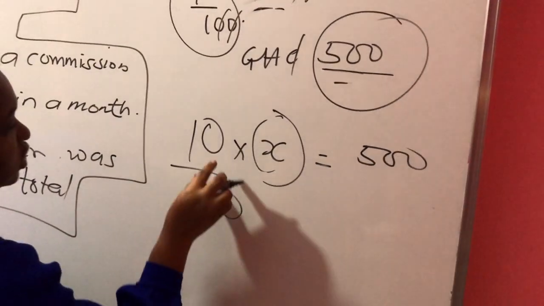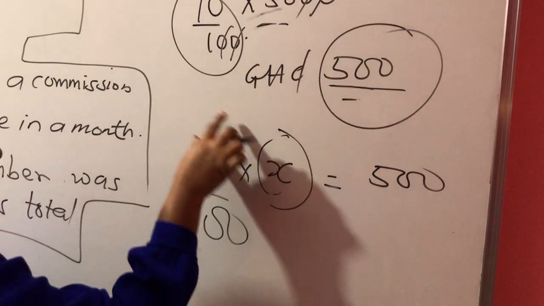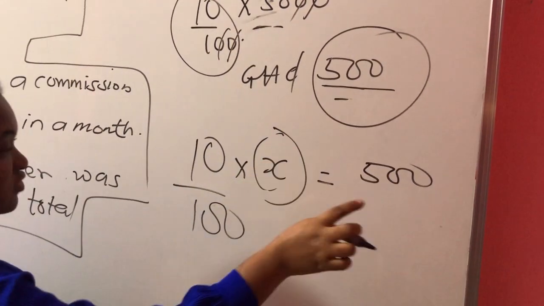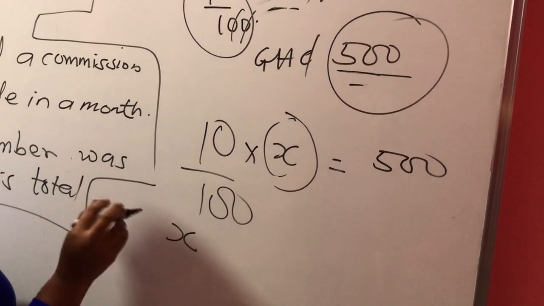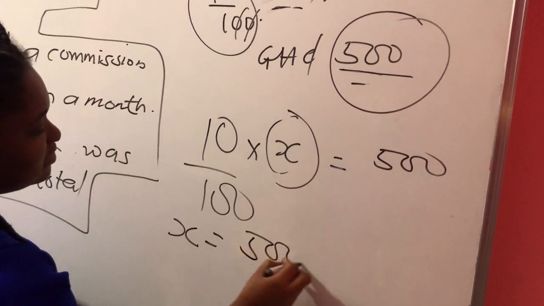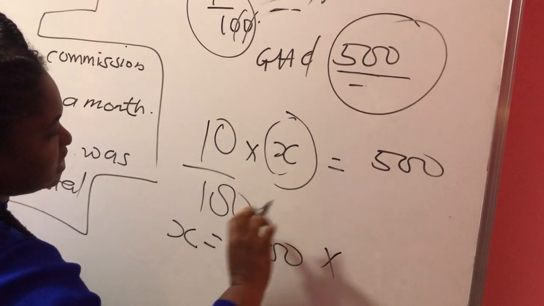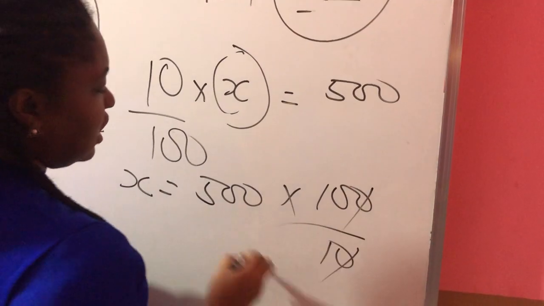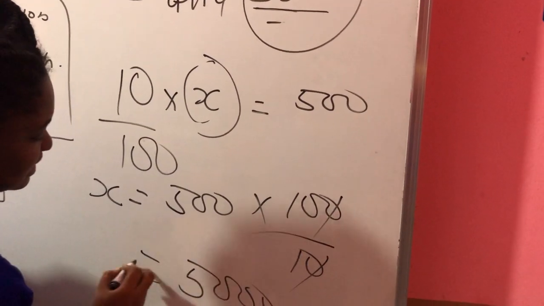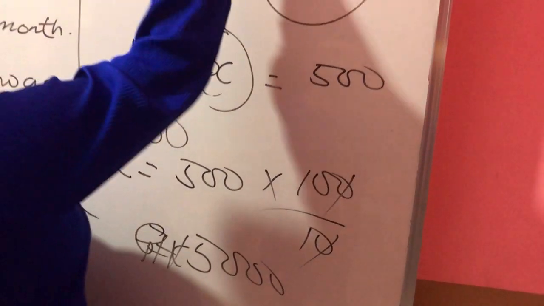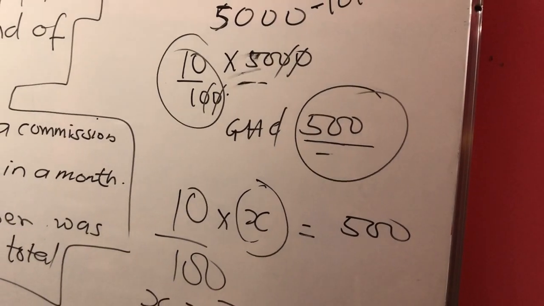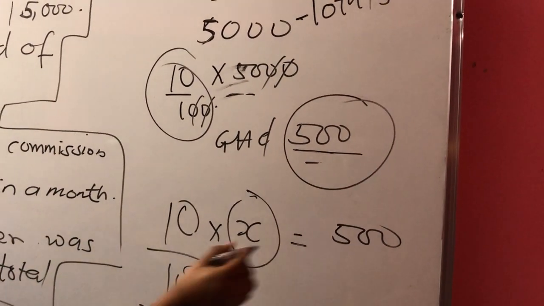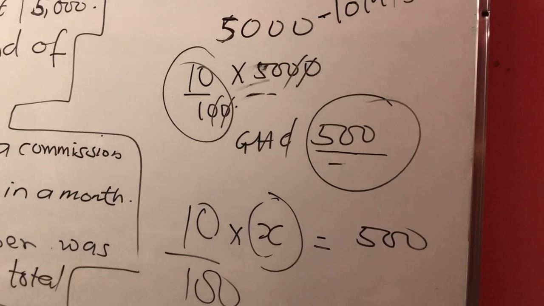Alright? So you know that we want X to stand on its own. So this 10 will move here, and when it moves there, 10 over 100 will move to this side, and it will reciprocate. So our X, which represents our sales that we don't know, is 500 cedis times 100 over 10. The 10 goes out, and we are left with 5,000 Ghana cedis. So do you see that we've come back here? So this is how we find our answer. This is the sales that he made, this is his percentage on his commission, and this is the money that he gained. That was the first question for the day.